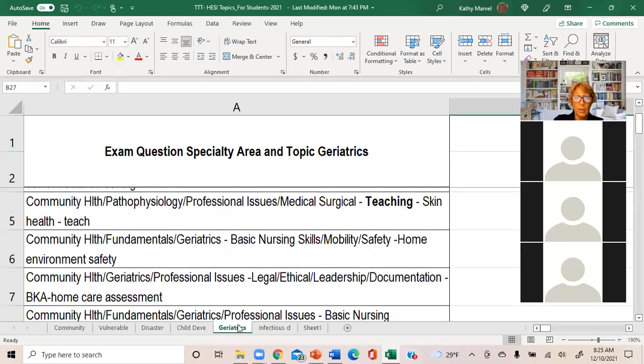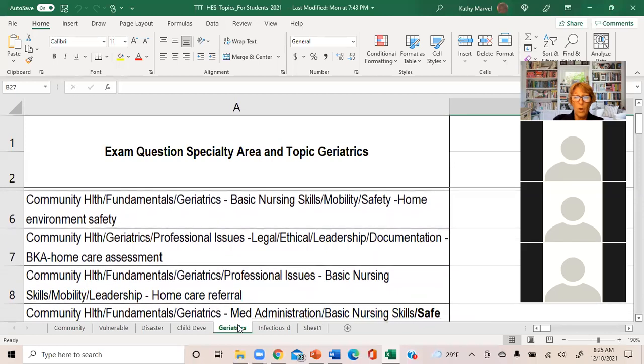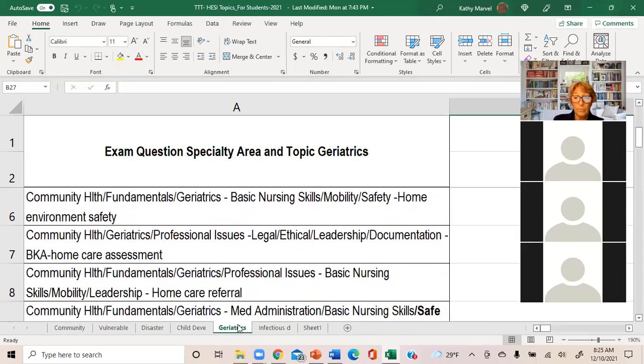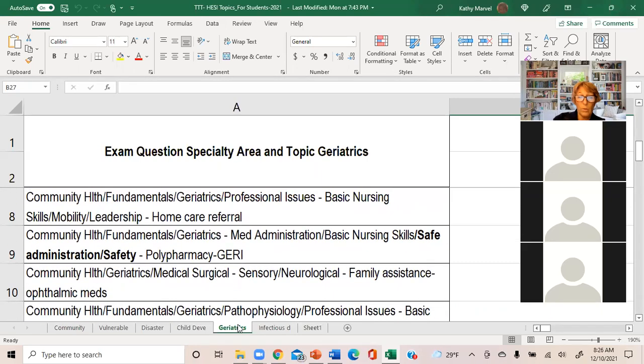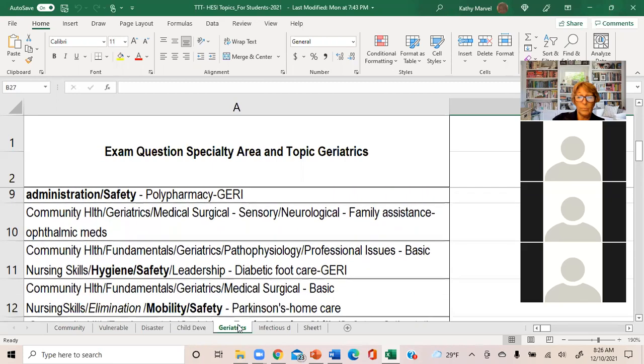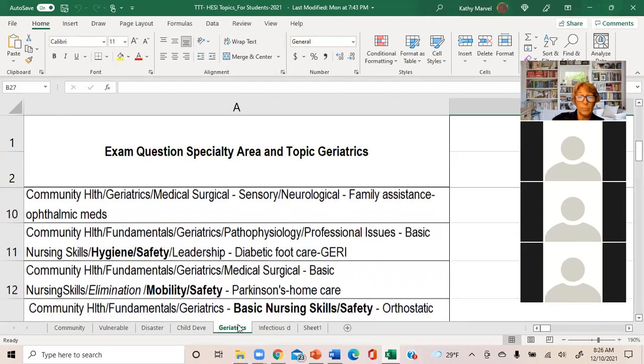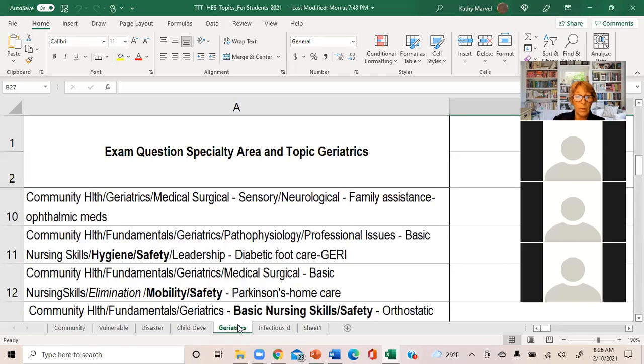Skin health, teaching skin health, number 5. Home environment safety. Yeah, that's where we talked about having non-slip rugs, having furniture moved out of the way so we prevent risk of falls. Okay, home care referrals. Again, family assistance with ophthalmic meds comes up. That could be a resource question. Do you have the funds available to purchase, or do we need to get you some resources in the community?